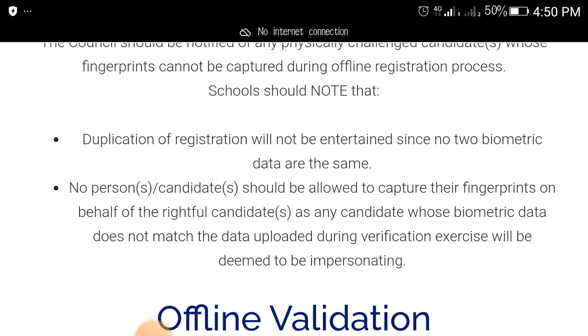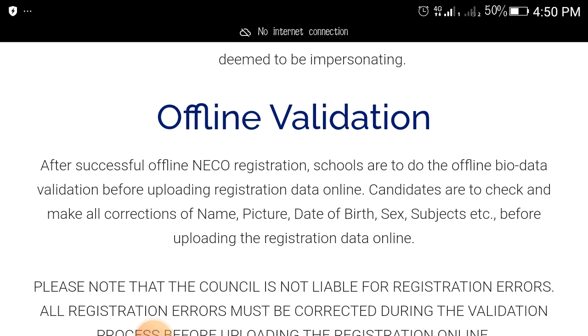These are very important. Then if you are also physically challenged, this thing should be indicated. So for you to write this NECO exam, these are the things you should do as you do your thumbprinting.